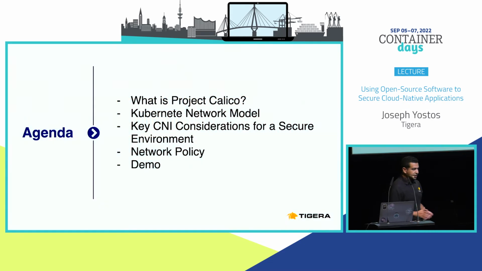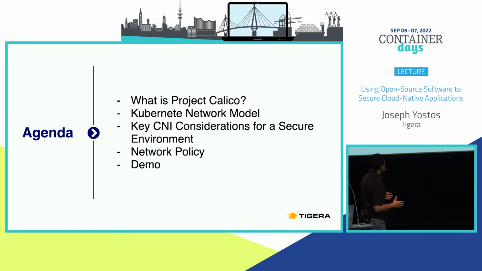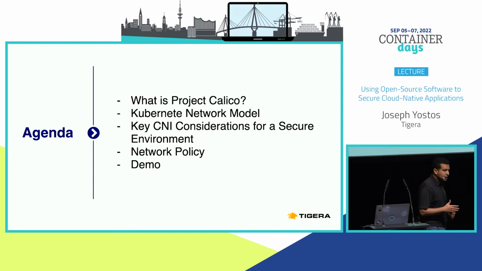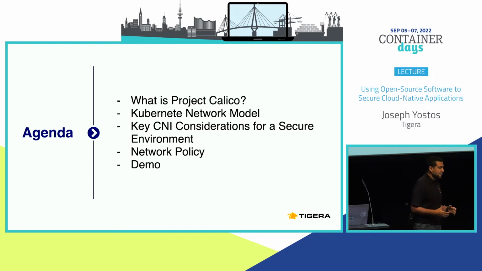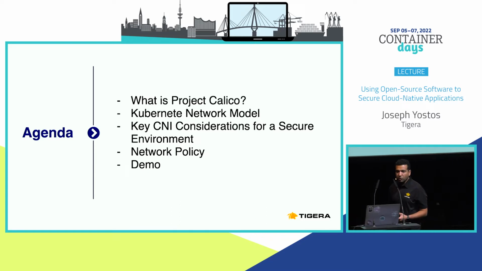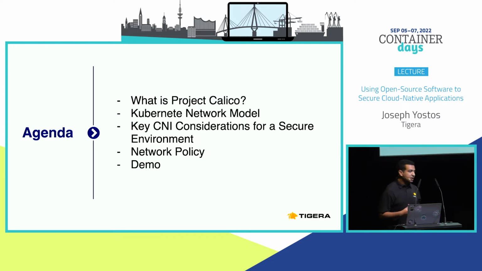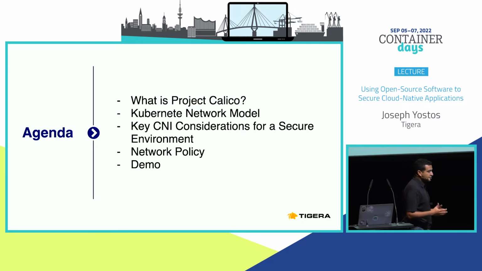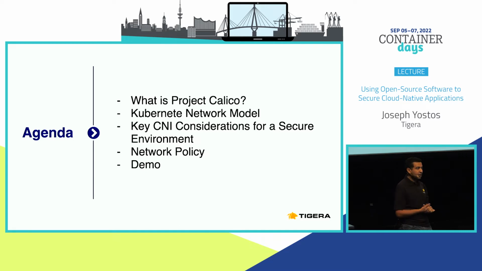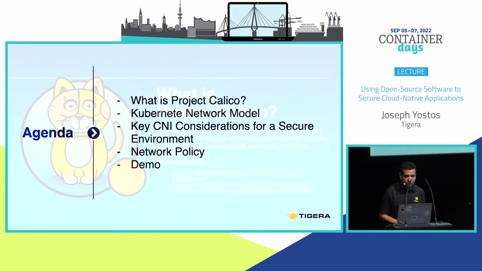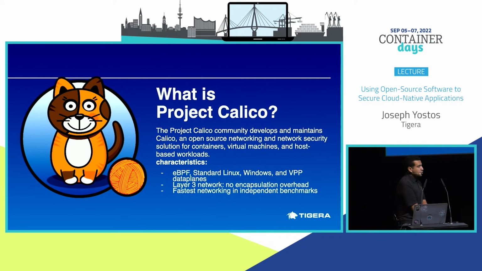Our agenda today is not too long, it's quite short. We'll start with talking about Project Calico, what is Project Calico. Then we will have a quick discussion about the Kubernetes network model, then the CNI key considerations for a secure environment. The last thing will be talking about network policy and a very quick demo. So what is Project Calico?